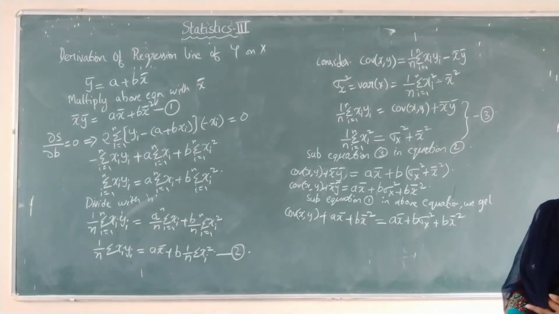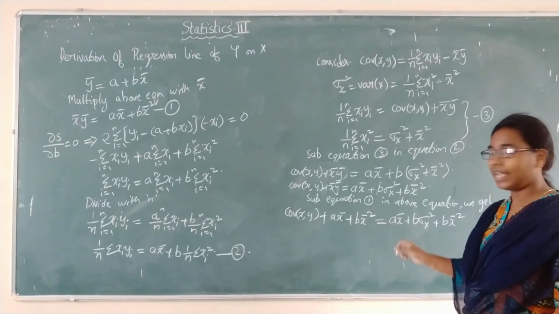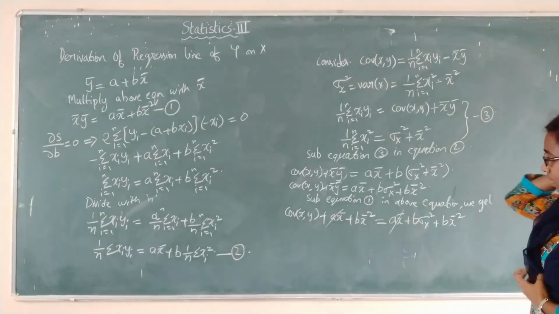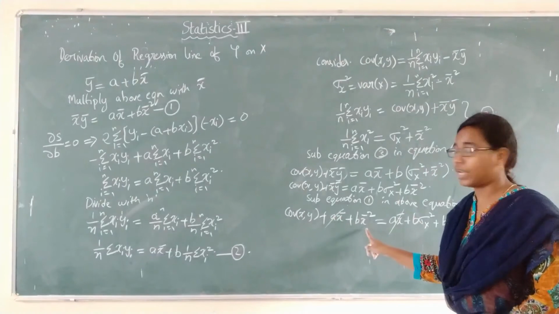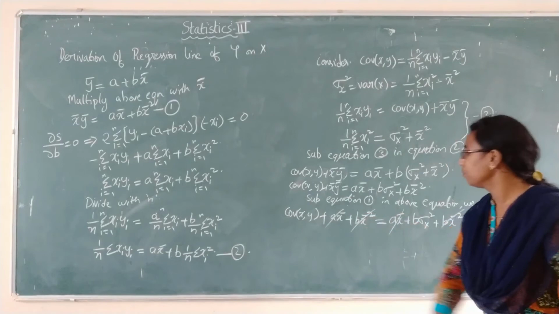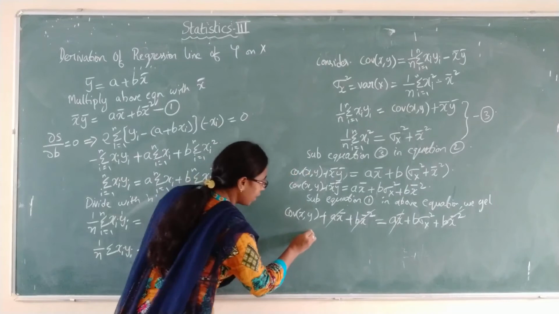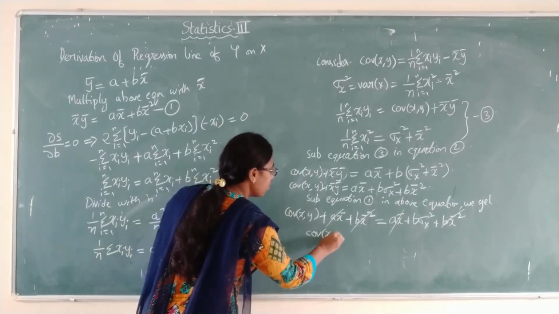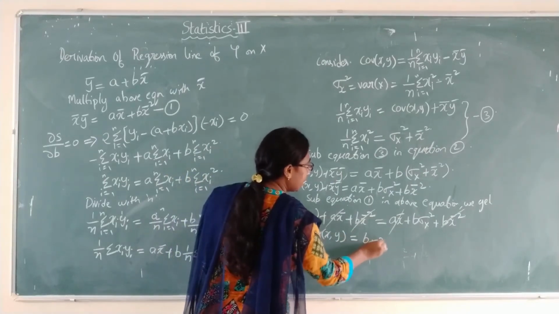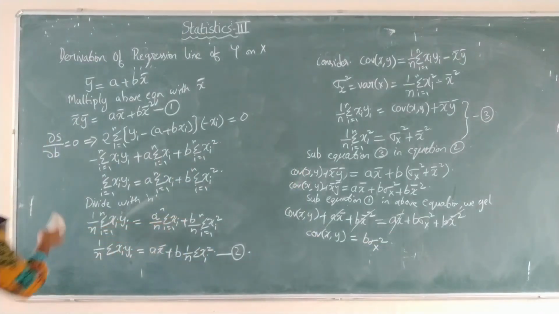After substituting, if you observe, here a x bar, here also a x bar, so these two values get cancelled. Next is b x bar square. Here also you have b x bar square, so these two values get cancelled. Anything else cancelled? No. So write down the final value you are getting: covariance of x comma y equals b into sigma x square. By using this relation, we will get the b value easily.